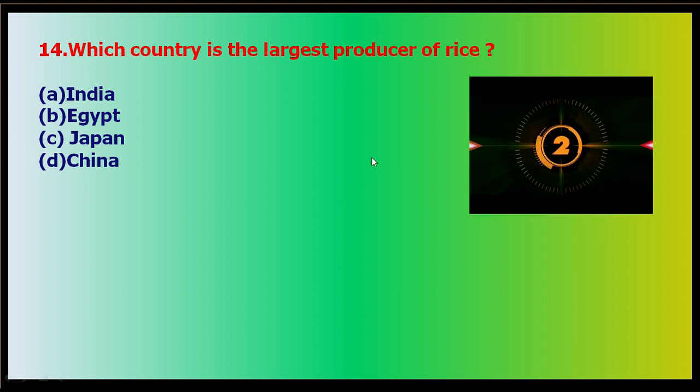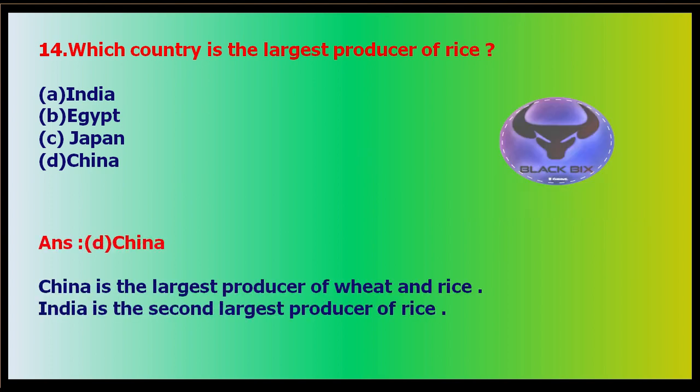It's the largest producer of the rice in the world, and the correct answer is China. China is the largest producer of the wheat and rice in the world, and India is the second largest producer of the wheat and rice in the world.